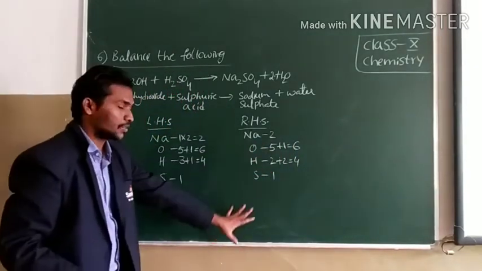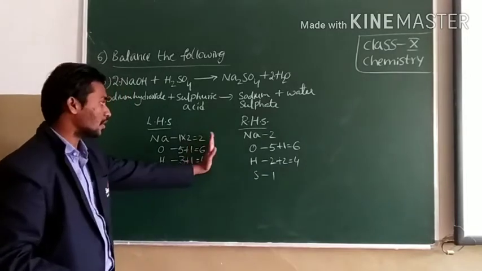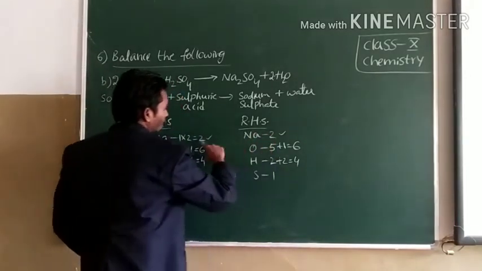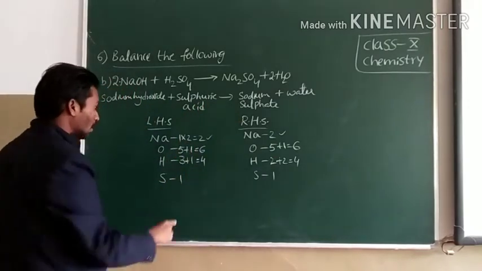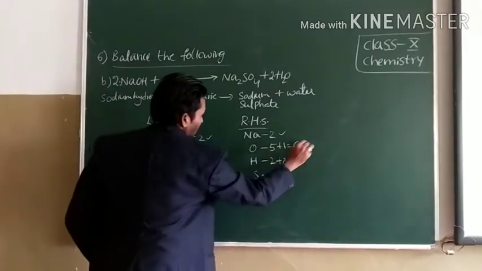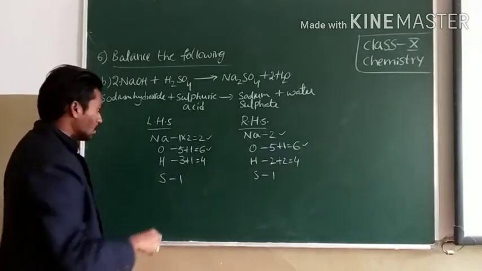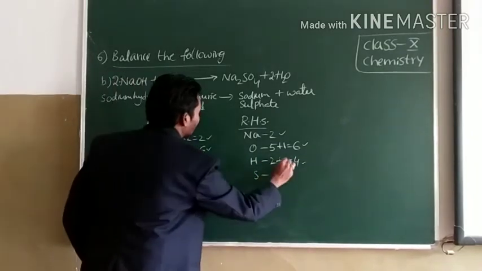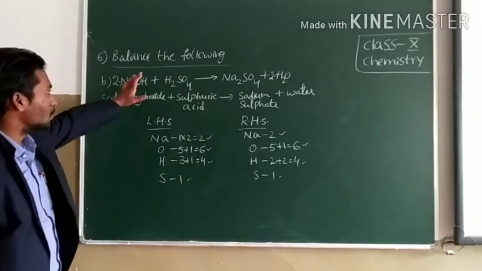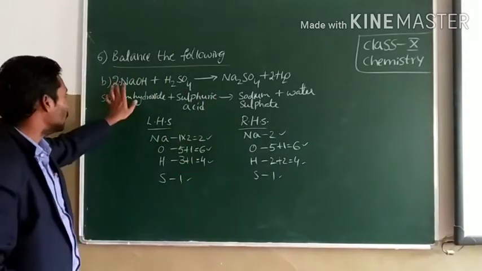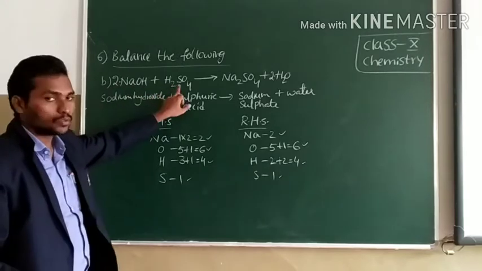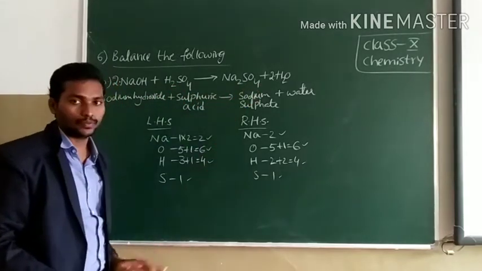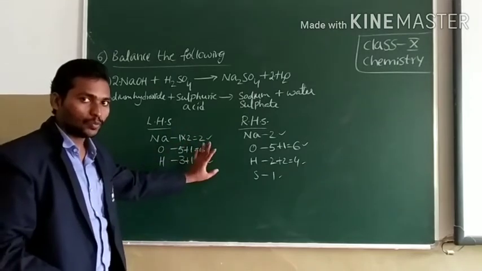Now let us verify the equation. Let us compare number of atoms on both sides of the equation. Sodium atoms 2 on both sides of the equation. Oxygen atoms 6 is same on both sides. Hydrogen 4, sulfur 1. So it is a balanced chemical equation. 2 NaOH plus H2SO4 gives rise to Na2SO4 plus 2H2O. This is the way we have to balance the equation.